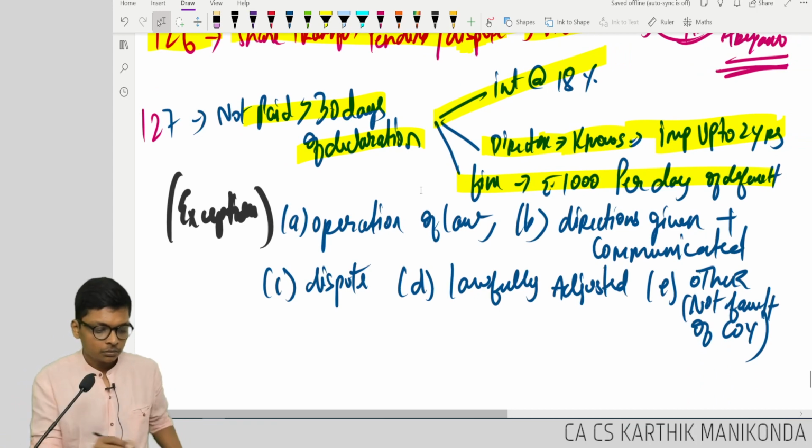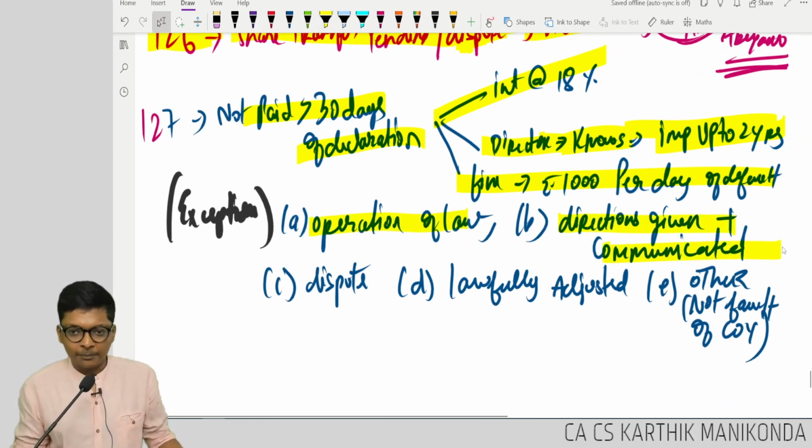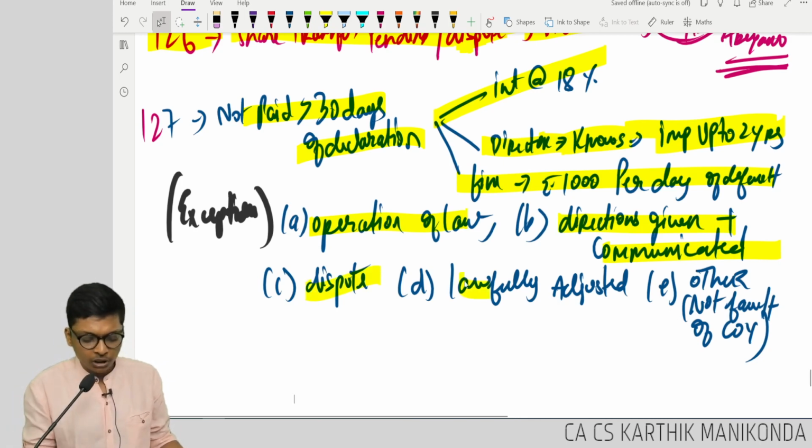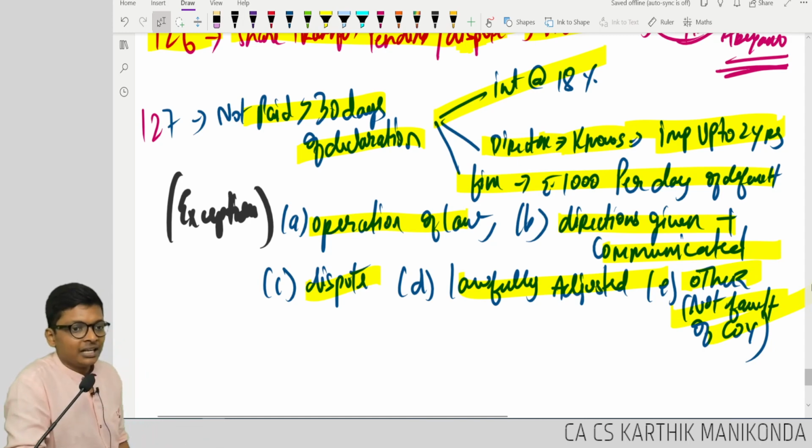That's it. Operation of law, directions given plus communicated by company. Directions or instructions. Instructions given, dispute, lawfully adjusted, other reason, not fault of the company.